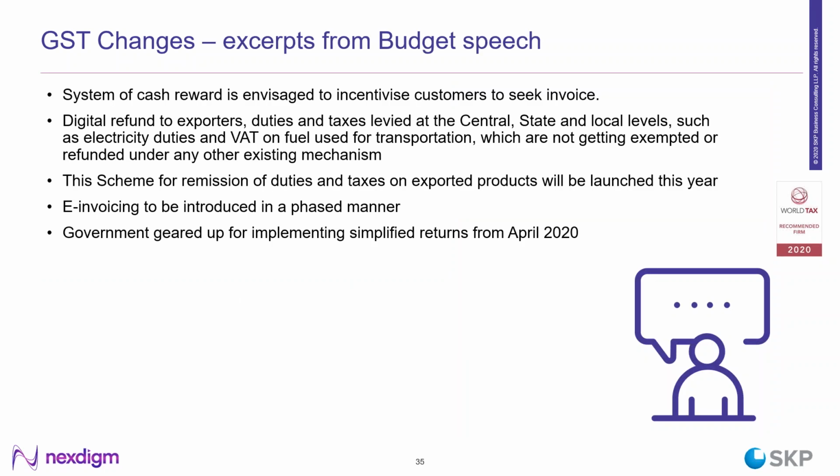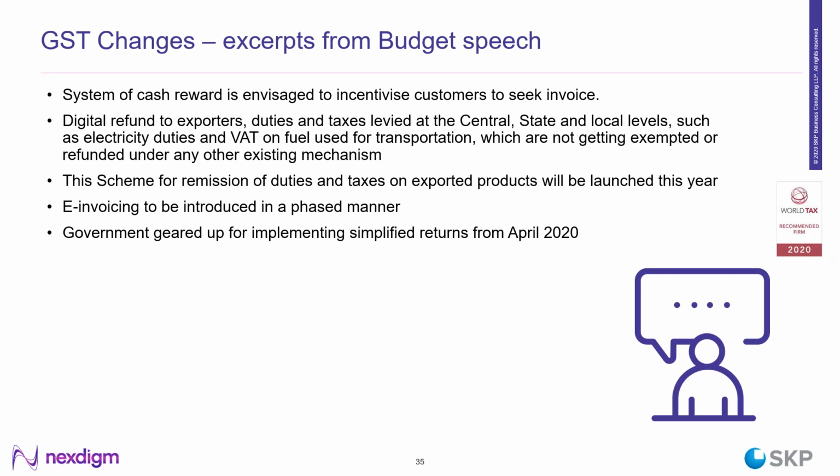Few very important announcements were made besides the legislative changes. It's important to mention them here. The first one being that a system of cash reward is now envisaged to incentivize customers to seek invoice. Many times it has been witnessed that the retailers, with the connivance of the customer, do not issue invoice to evade taxes on the last leg of the transaction. Now customers will be incentivized through a cash reward system so that they seek an invoice from the retailer. The contours of the scheme will be prescribed later.